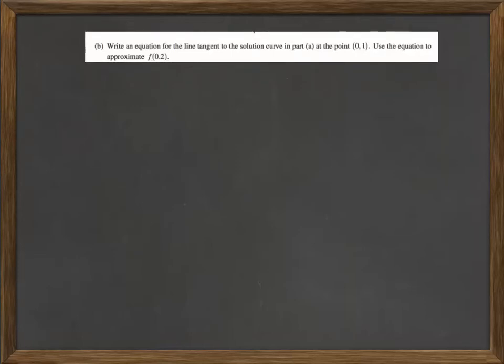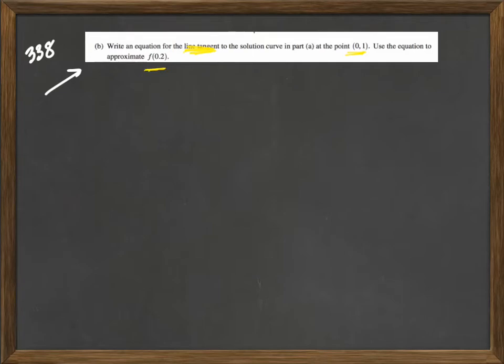Okay, this is part B of FRQ 338. It's a Diffie Q, but part B asks for the equation of the line tangent to the solution curve. So we need to, at the point (0, 1), use the equation to approximate f of 0.2.